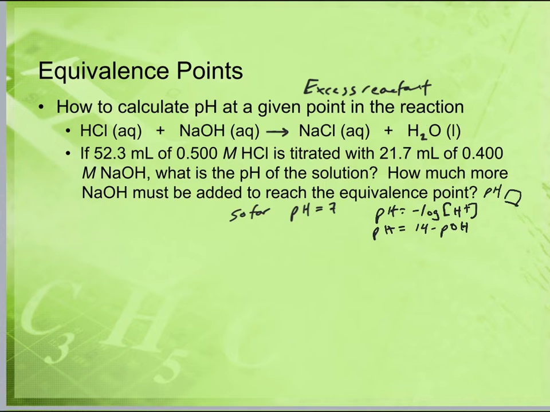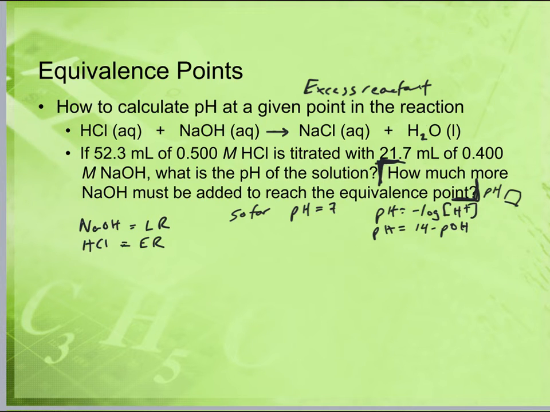Okay, so this question says if 52.3 milliliters of 0.500 molar HCl is titrated with 21.7 milliliters of 0.400 molar NaOH, what is the pH of the solution? How much more NaOH must be added to reach the equivalence point? Well, we know off the bat, based on the second part of this, how much more NaOH must be added, that means that NaOH is the limiting reactant in this situation, and HCl is the excess reactant.